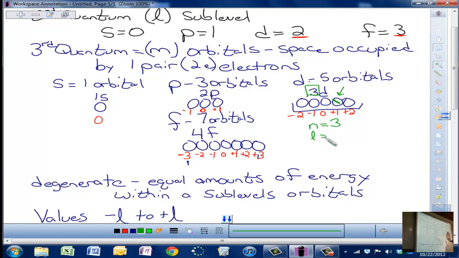L was your sublevel. The D represents the sublevel. The value of D up here was 2, so we would go ahead and put a 2 there. M represented the orbital. And if I drew my line in this orbital right here, again, that corresponds to that number right there, so my M would end up being a positive 1.